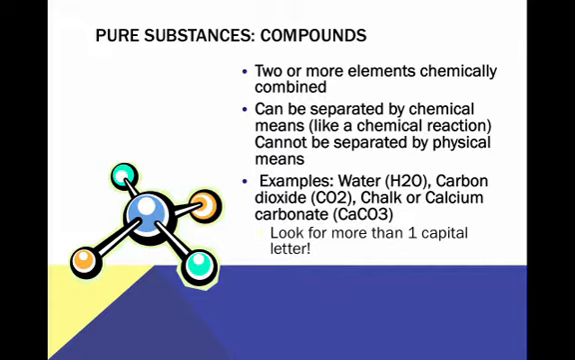Okay, we can also have pure substances made of compounds, where we have two or more elements that are chemically combined. So water would be an example of a pure substance that's made of compounds, because it's H2O. These can be separated by chemical means, but they cannot be separated by physical means. So there's no way to apply physical changes to water and separate the hydrogen and the oxygen. We would have to apply chemical changes. Okay, when we're looking at pure substances with compounds, we've got more than one capital letter in the formula.